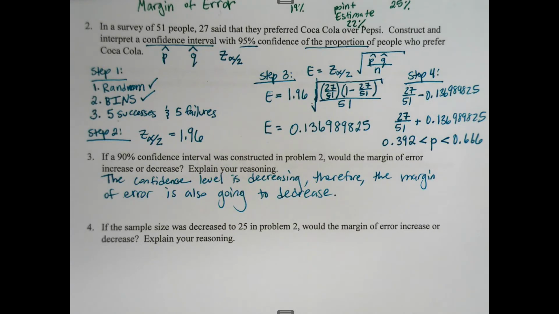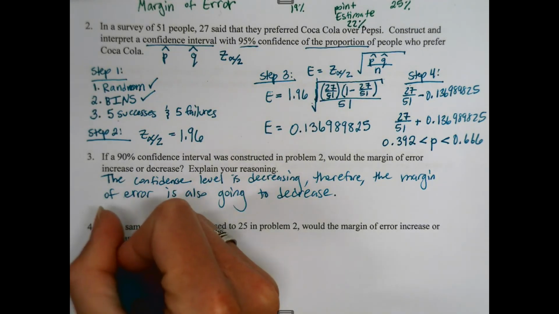For 4, it says if the sample size was decreased to 25 in problem number 2, would the margin of error increase or decrease? And explain your reasoning. Well, we are decreasing our sample size. As we decrease our sample size, it causes the margin of error to increase.